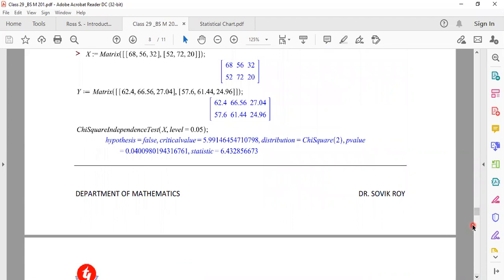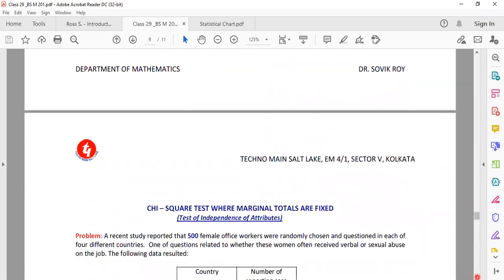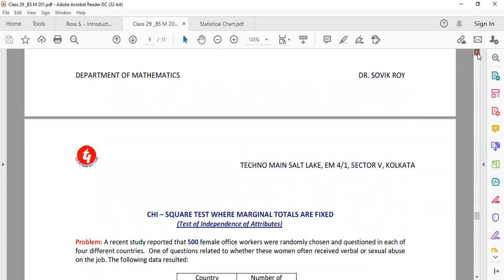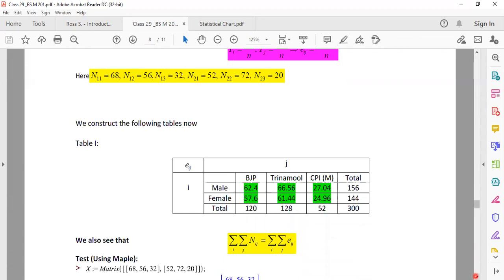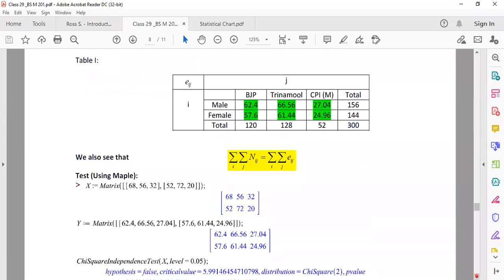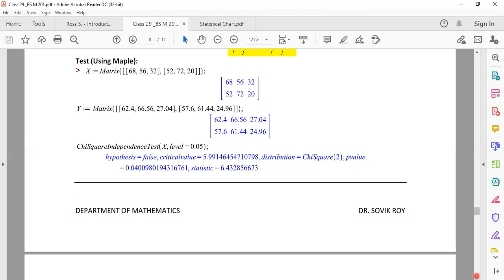Why am I showing this to you? Because in today's problem, I'm going to modify things a little bit, where my heading is chi-square test where marginal totals are fixed. What do we mean by marginal total? Let me show you this chart. In the previous problem, I calculated the expected frequencies in the following manner. But you see the column totals and the row totals are different, although the sum of the column totals and the sum of the row totals are the same. These column totals and row totals are called the marginal totals. In today's problem, I'm going to take an example where the marginal totals will be fixed, and we'll try to see whether we can apply the chi-square test statistic to these cases or not.